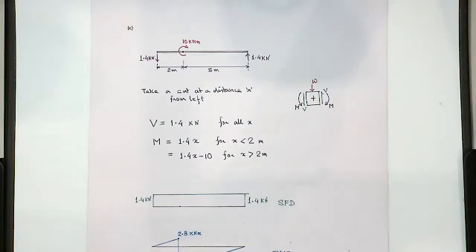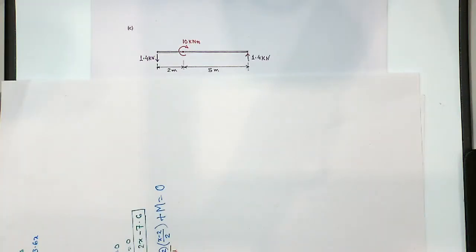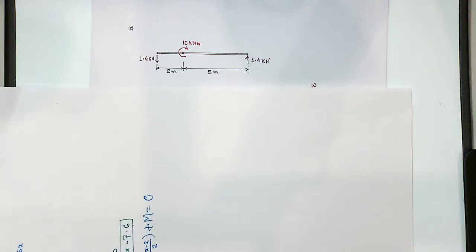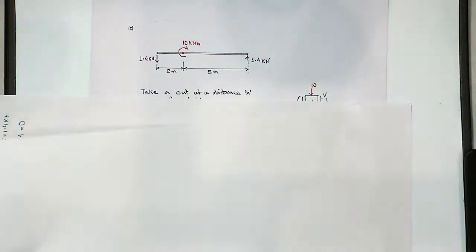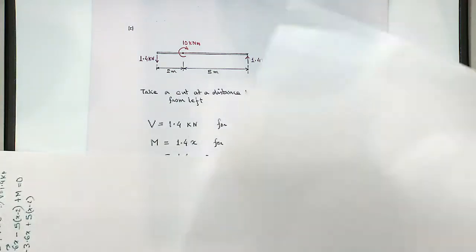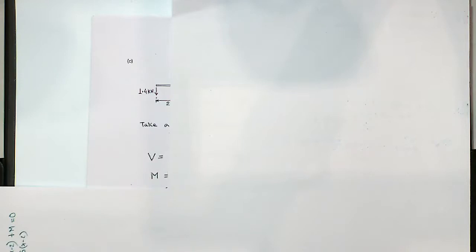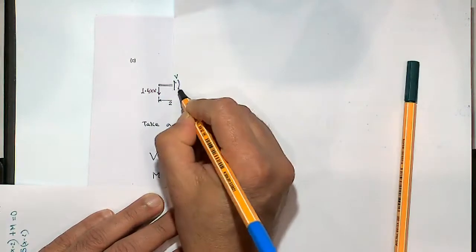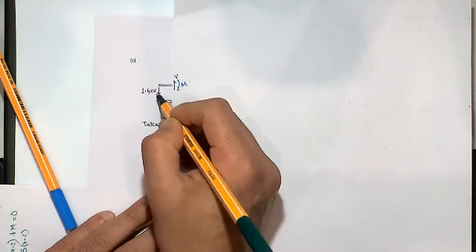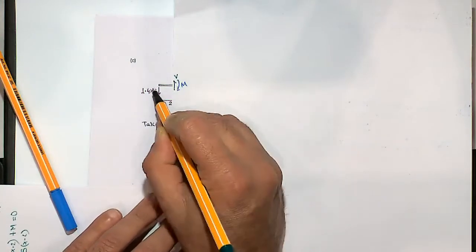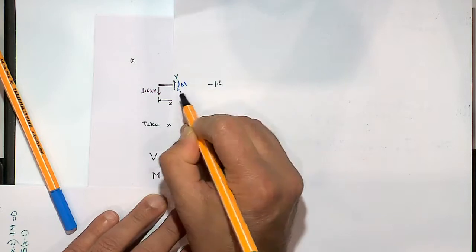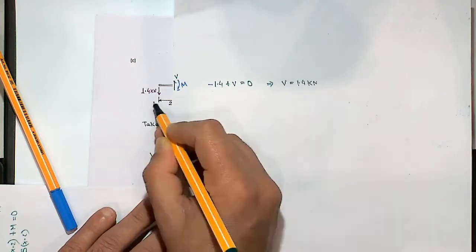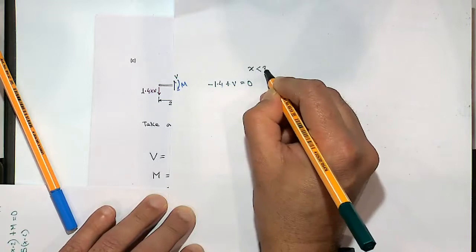Problem number 3. Again, this problem has been taken from tutorial set 1, so it's exactly similar. What I'm doing now is I'll take a section at a distance x again. So let's say this is at a section x. I'll take a cut with V and moment M. Putting the vertical equilibrium equation, 1.4 goes down, so minus 1.4, V goes up, plus V equal to 0. So that gives me V is equal to 1.4 kilonewton, for x less than 2 meters.